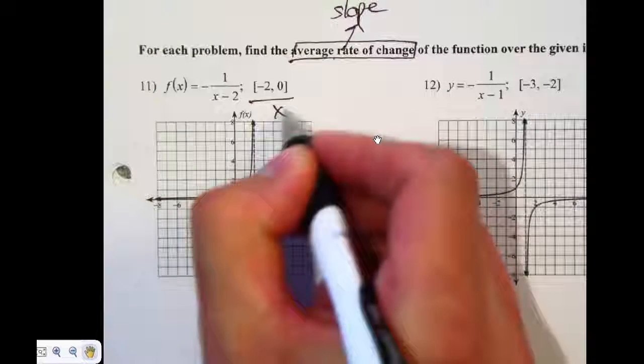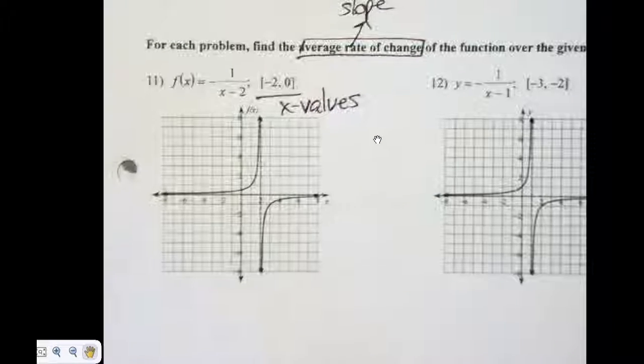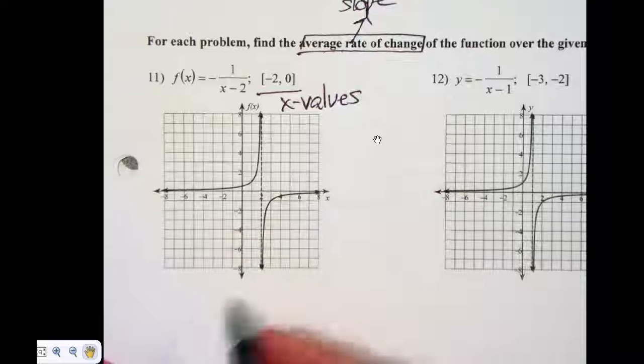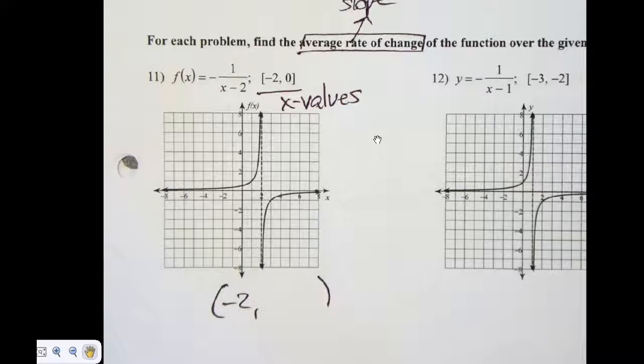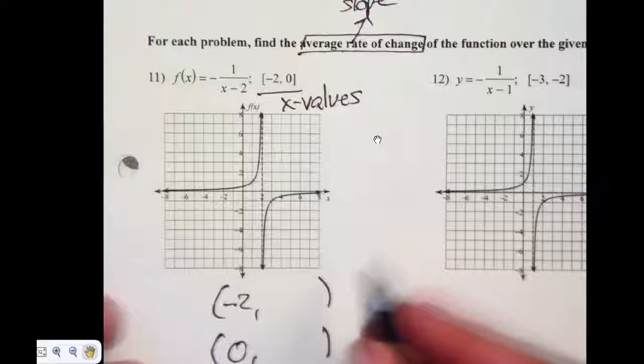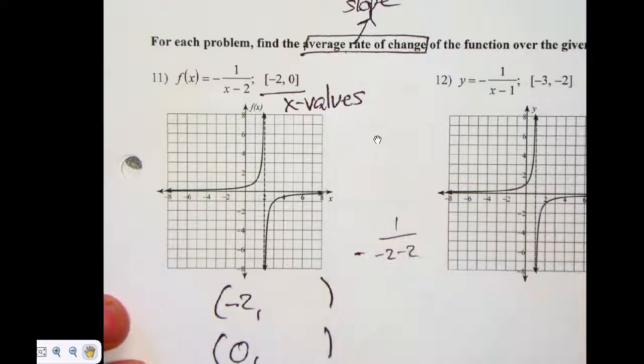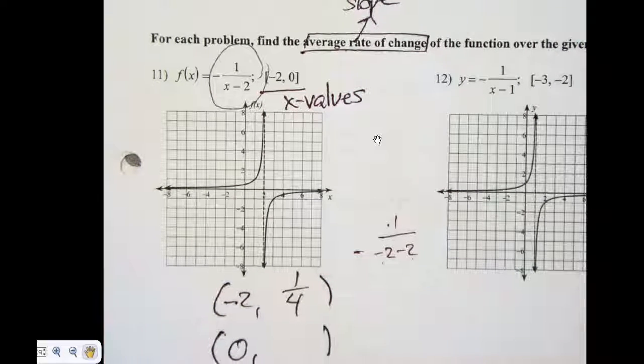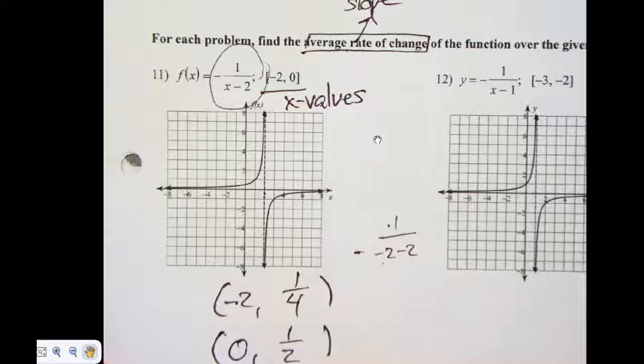So these are X values. What did they not give you? You're going to have to go, okay, -2, comma, what am I going to do to find the Y value? You got to plug it into the equation. I'm going to go 0, comma, plug it into the equation. So if I plug -2 into my equation, it'd be -1 over -2 minus 2. You guys see the equation I'm talking about? So it'd be -1 over -4, so it's really 1/4. And if I plug in 0, I get 1/2.